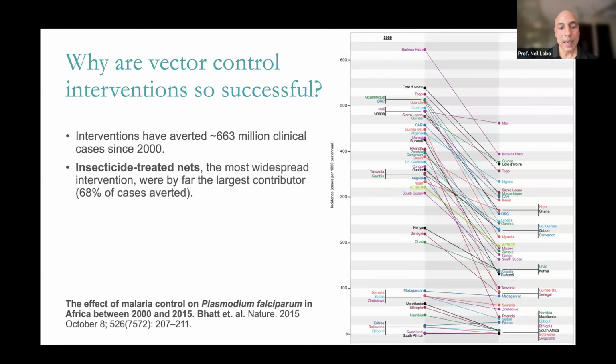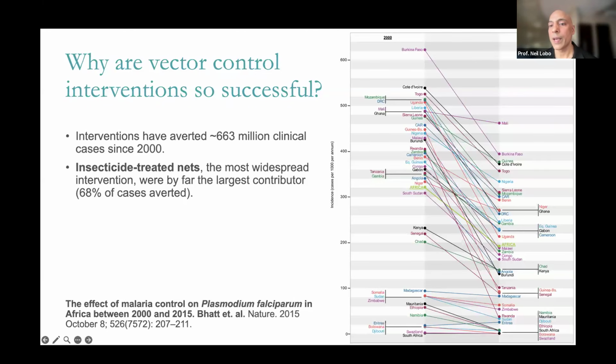So there was a modeling study done in 2015 by Butt et al. You can see the reference at the bottom of the slide here. This demonstrated that interventions, including human interventions, as in treatment with drugs, have averted about 663 million clinical cases since 2000. And bed nets, the vector control intervention, have averted the largest number of cases of all the interventions, about 68% of cases.